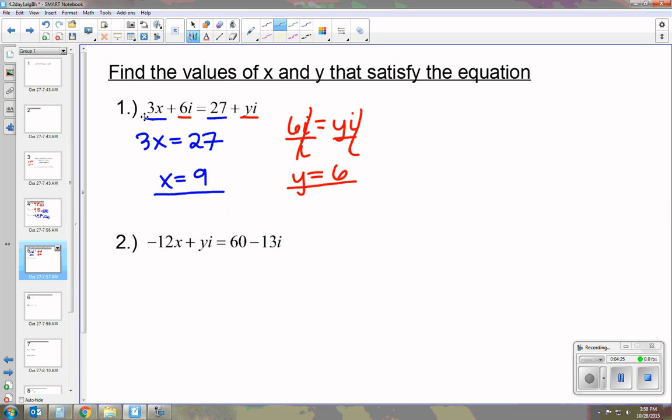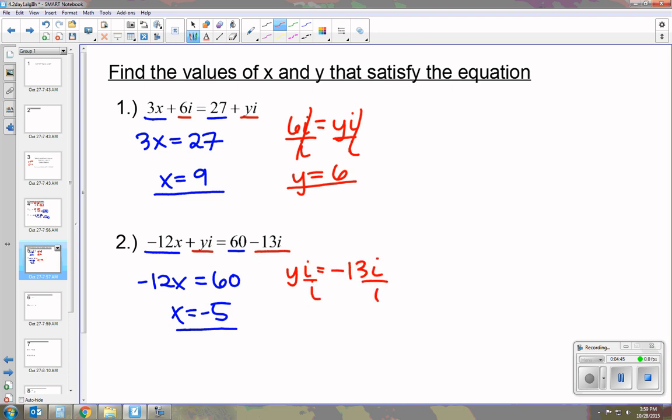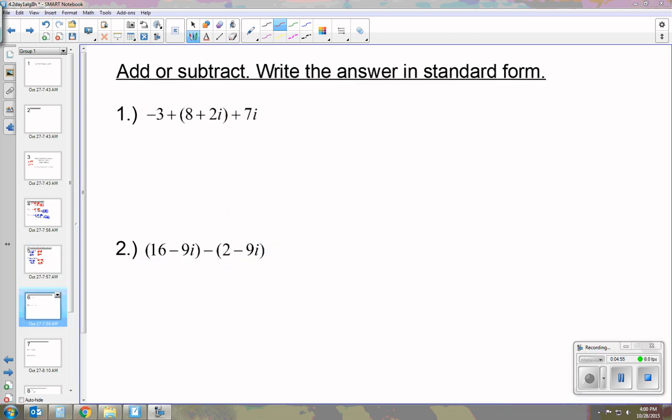So we can do the same thing for the other one. We do -12x and 60. So we get x equals -5. And then yi equals -13i. Divide by i, because you can do that. y will equal -13.